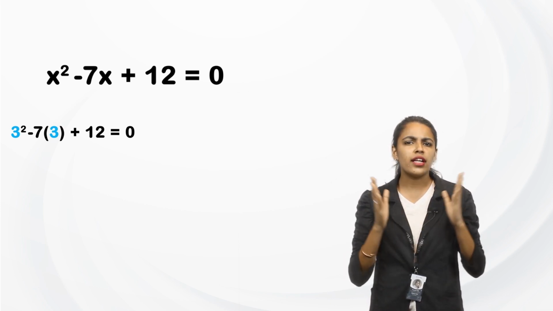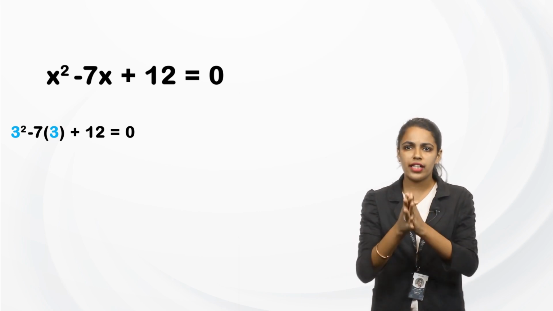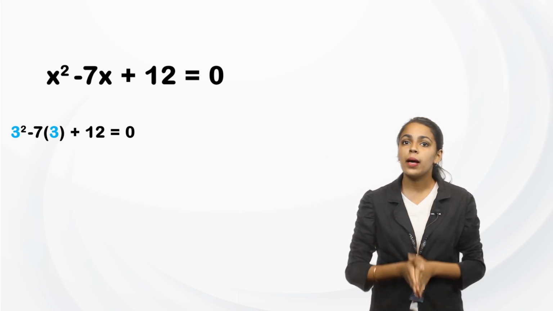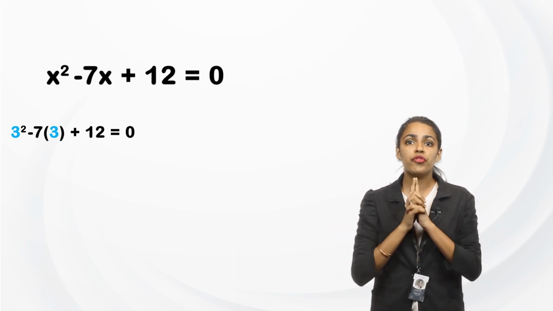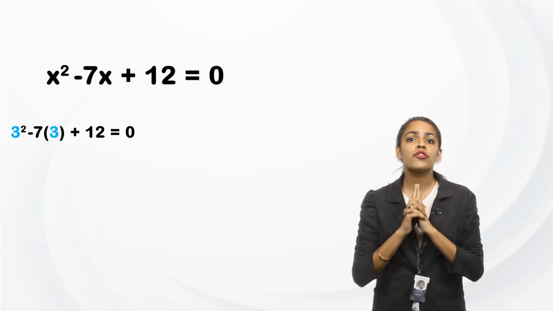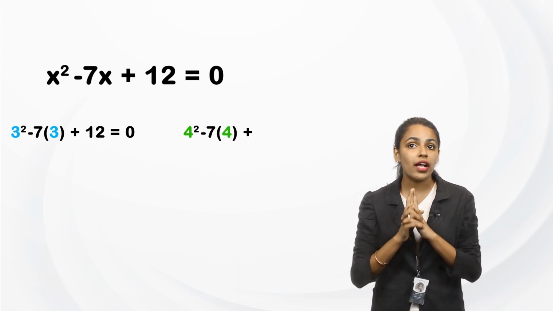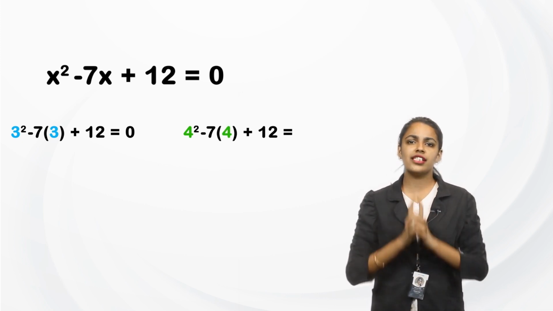As we know that a quadratic equation always has two roots, let's replace the variable x by another real number 4 and find its value. Its value becomes 4² - 7 × 4 + 12, which is equal to 0.